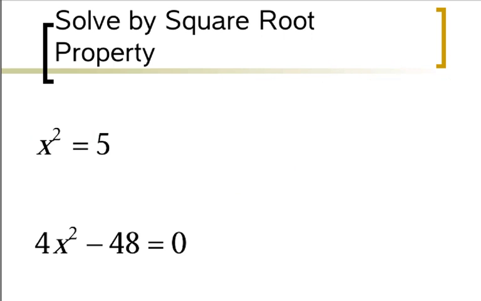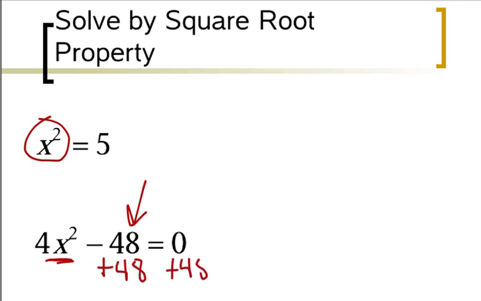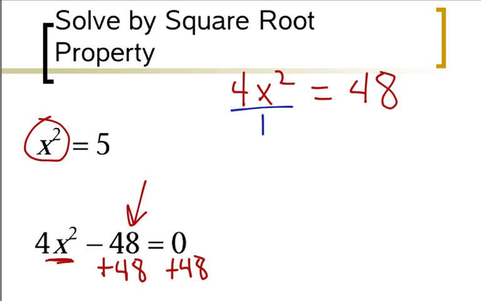And you can see that, first of all, the variable is not by itself, like the first one. It has to be here. So I need to make it that way by moving the 48 over. So I want to add 48 to both sides. And that'll give me 4x squared equals 48. Then I want to further reduce and get the variable all the way by itself by dividing by 4. Then I get x squared equals 12.